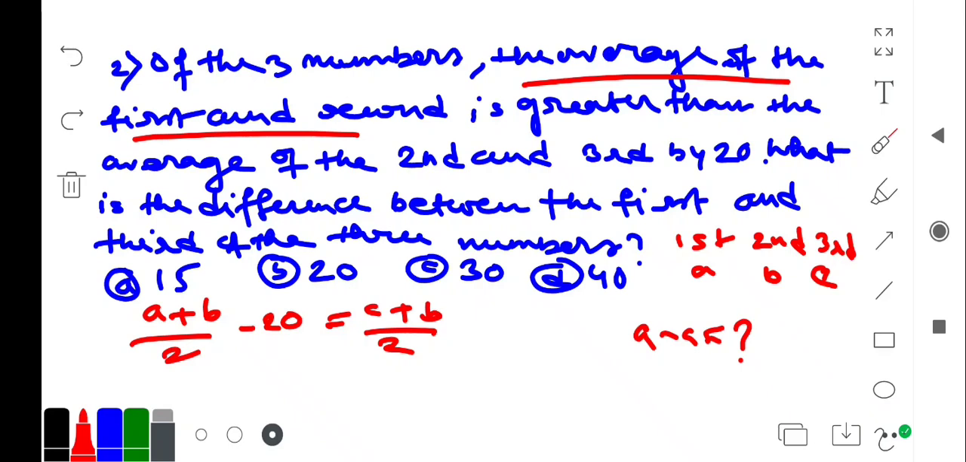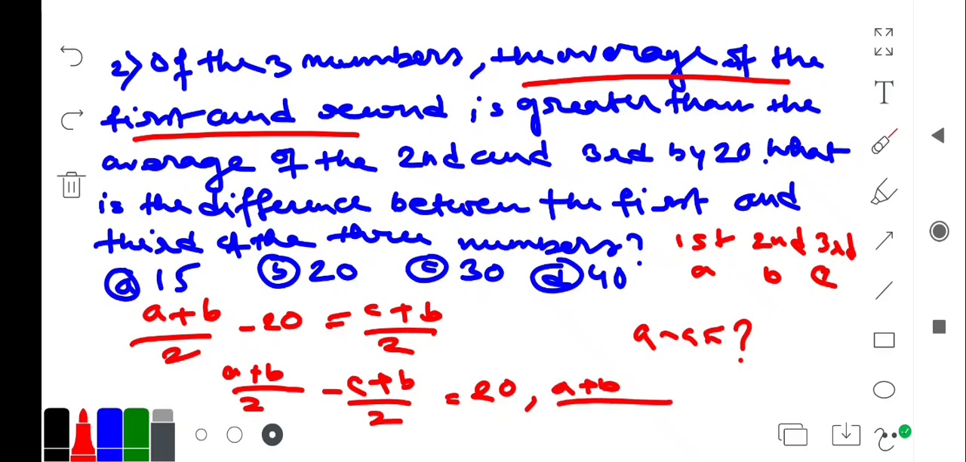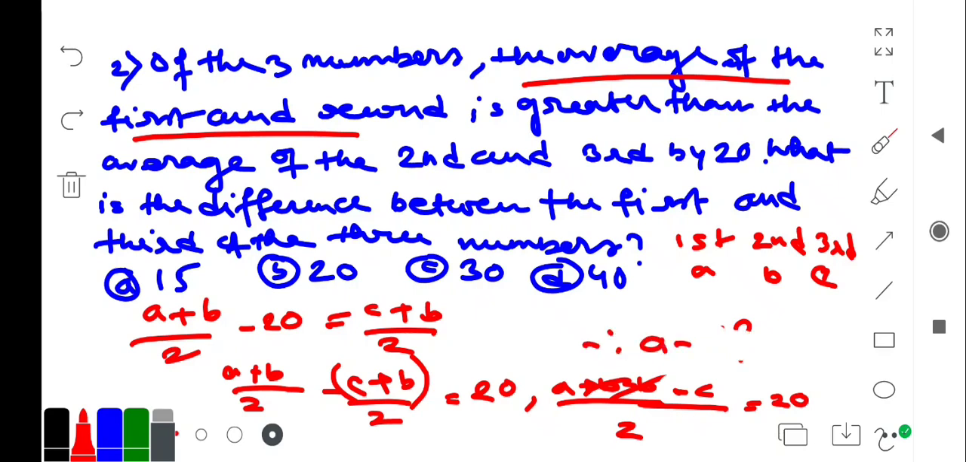The difference between first and third, what will it be? Okay, next, A plus B by 2 minus C plus B by 2 will be 20. So A plus B minus B plus C, that must be, B cancels out, so we get A minus C by 2 equal to 20. So A minus C equal to 40. So option D is the correct answer.